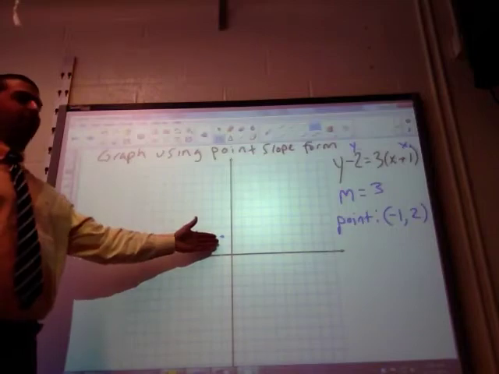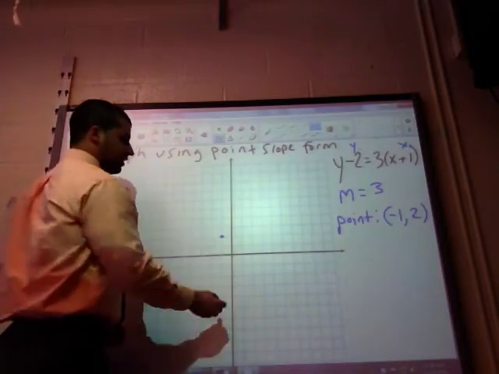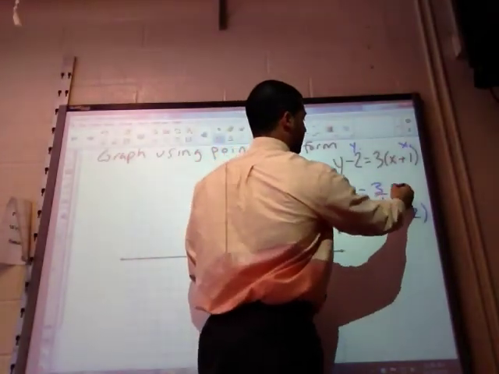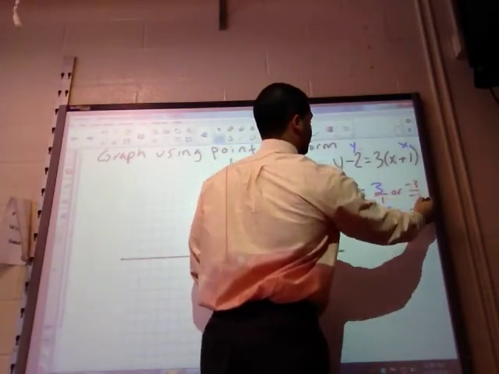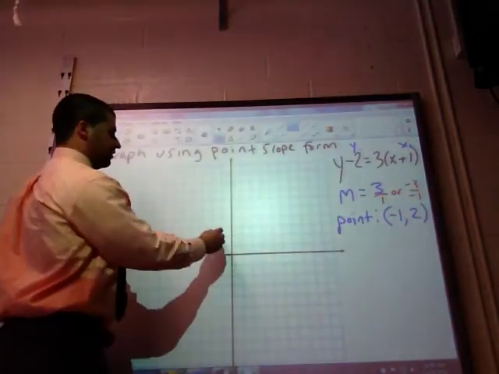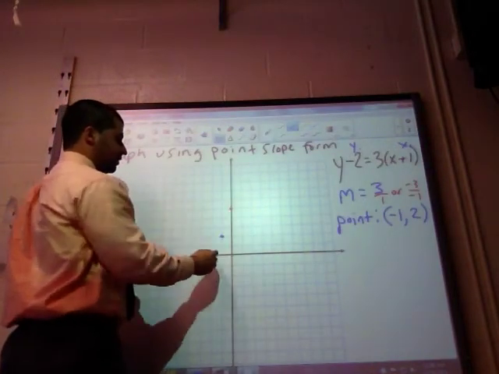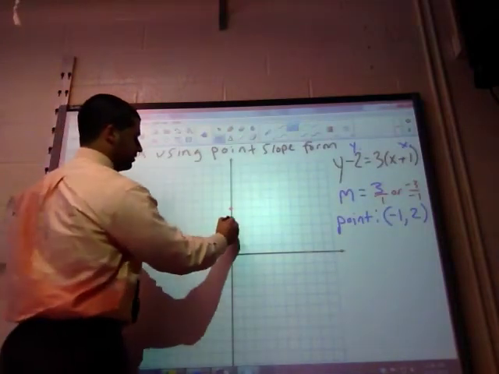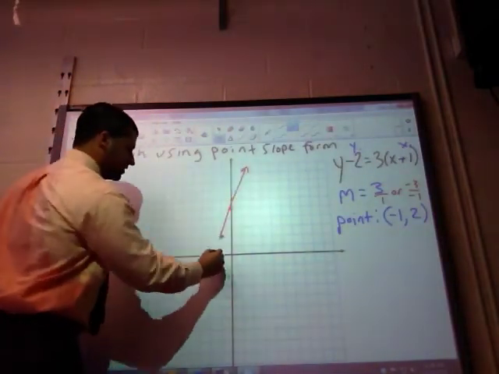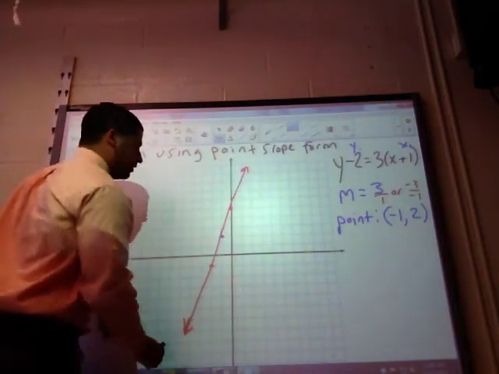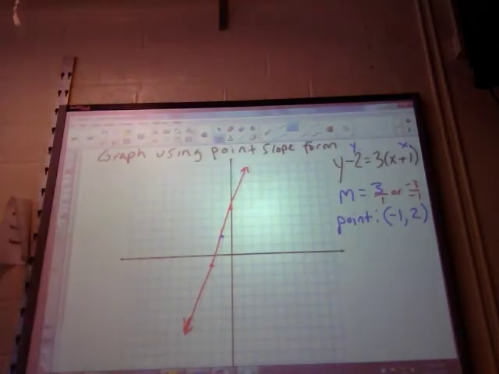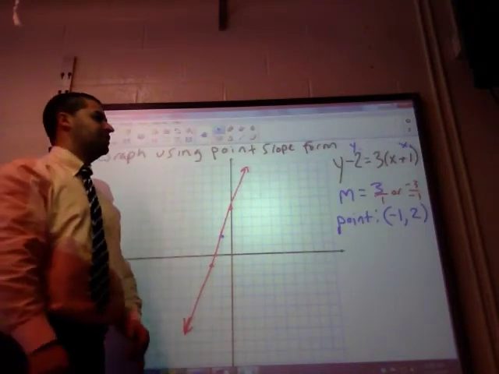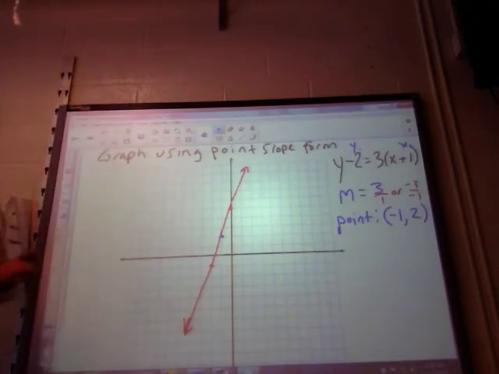Now I just have a random point that I'll put on my graph, and then I'm going to use my slope. So the slope here is 3, which is 3 over 1, or negative 3 over negative 1. So that means I can either go up 3, right 1, or down 3, left 1. And from there, I can connect my line. So it's the same exact process as plotting a point and using your slope off of it. The only difference is you have to find your point out of your equation, instead of it being given to you as b.